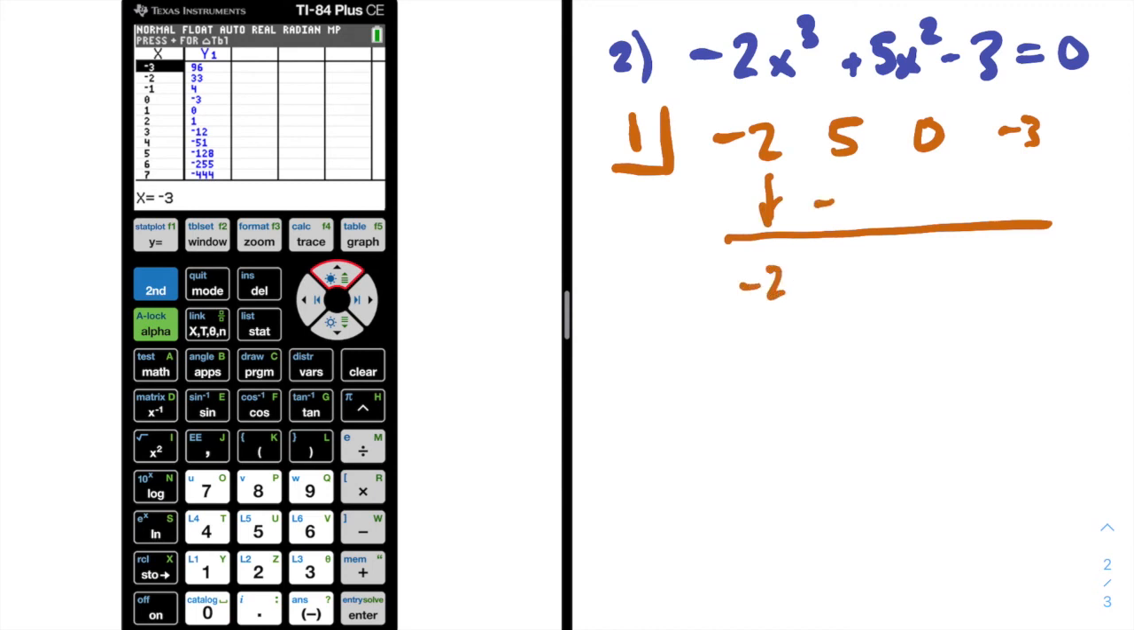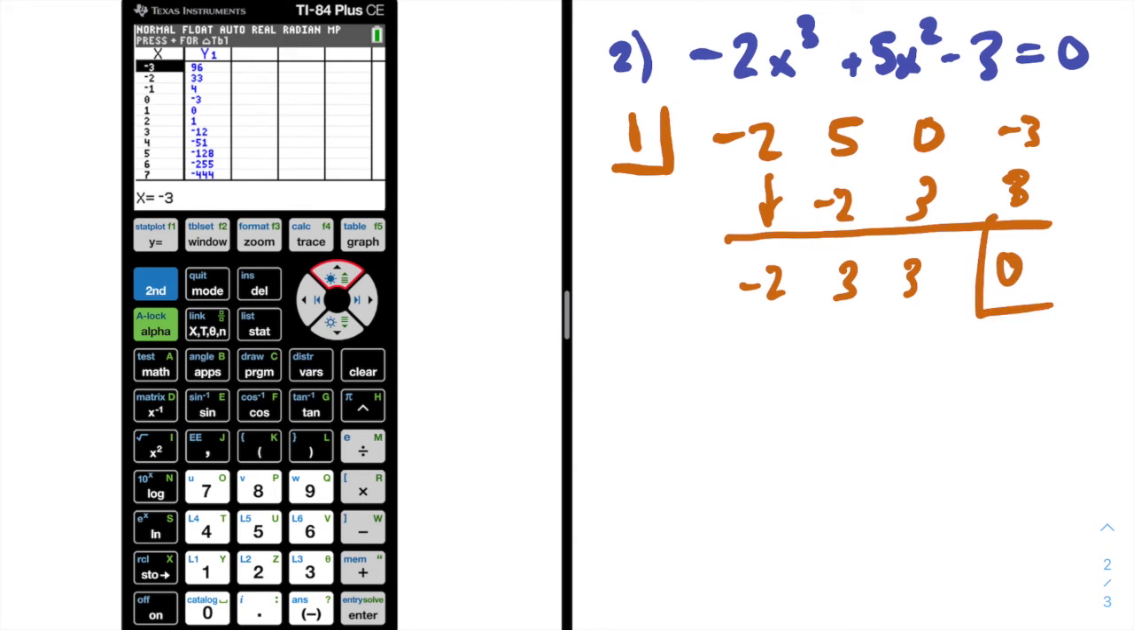We do synthetic division here, bring down our first term, which is negative 2. Negative 2 times 1 is negative 2. 5 and negative 2 is 3. 3 times 1 is 3. 0 and 3 is 3. 3 times 1 is 3. Lots of 3's here, but we do get that 0 at the end, which tells us that we did that right.